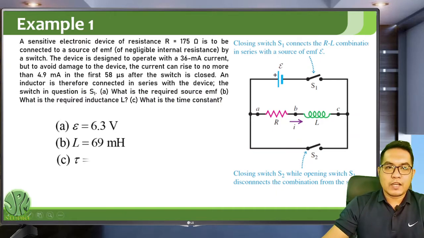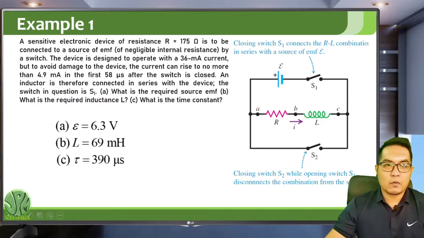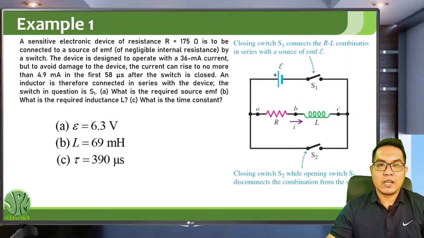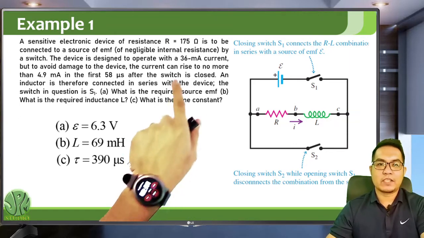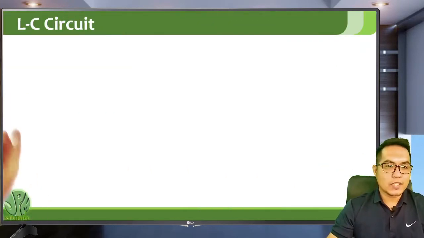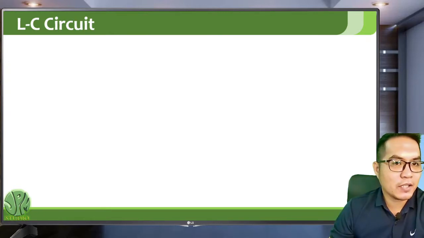So these are the summary of our results. The required EMF is 6.3 volts. The required inductance is 69 millihenries. And the time constant, the time when the current is 2/3 of its final value, 2/3 of 36, which is 24 milliamperes, is 390 microseconds. So let's now go to the second circuit connection.